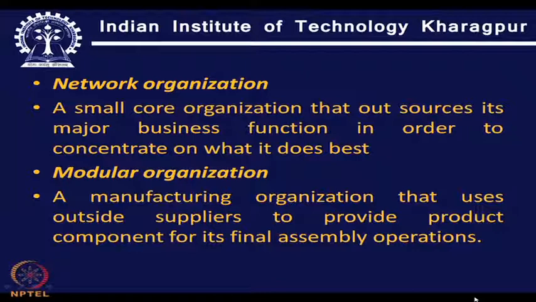So, here what happens is that the parts of the product are made separately in modules with different people and with suppliers, and then they provide it to the main organization, which assembles it into the kind of thing required. It is used in that sense, like a manufacturing organization that uses outside suppliers to provide product components for its final assembly operations, and after that the total product comes out.